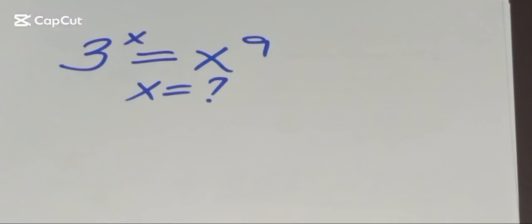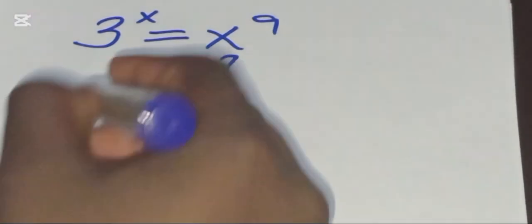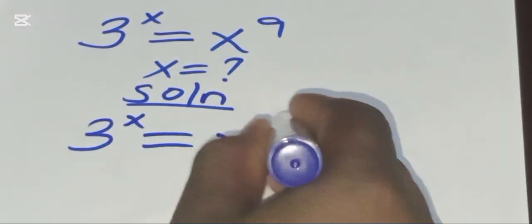Welcome to solve this nice exponential equation, which is 3 to power x is equal to x to power 9. Solution from here. Solution from what we have. This is 3 to power x, this is equal to x to power 9.